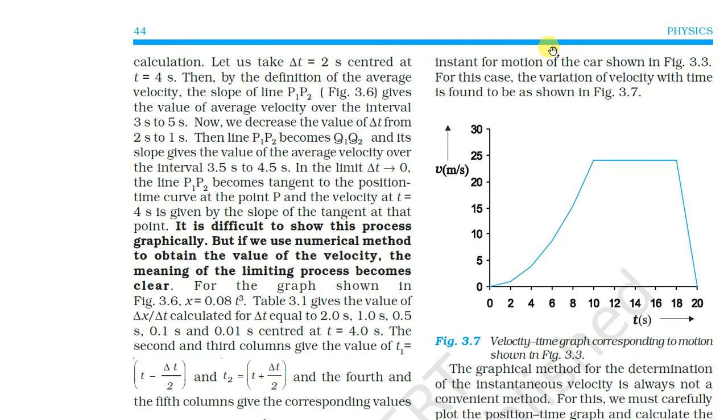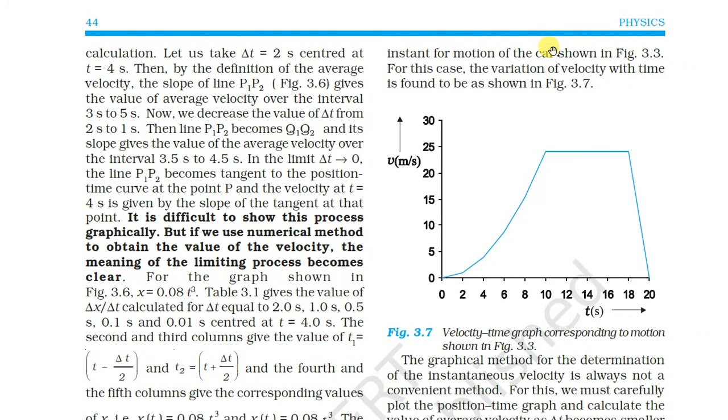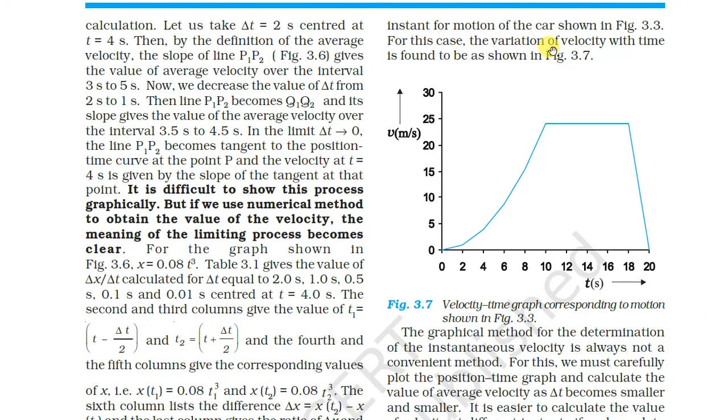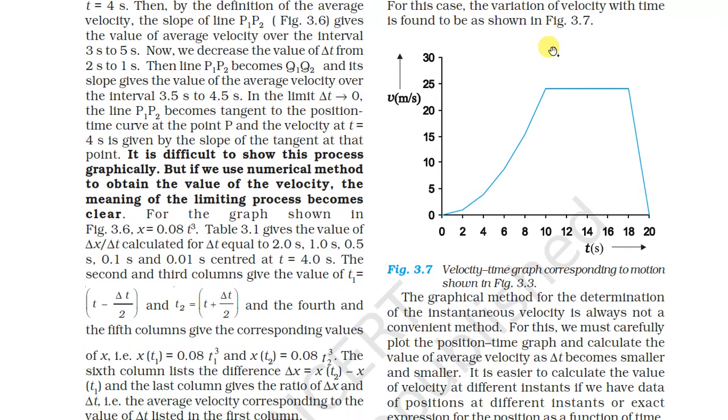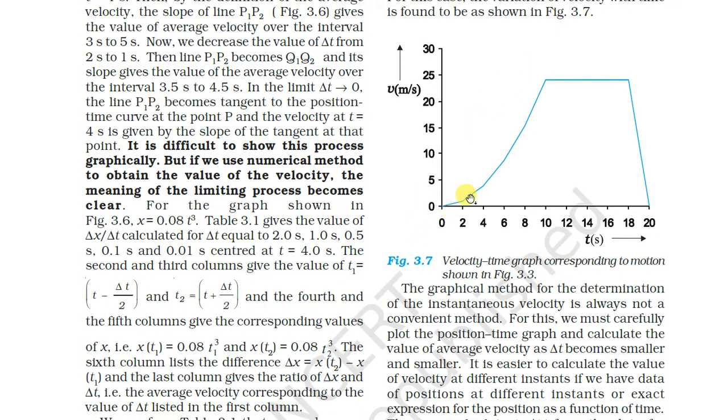So in figure 3.3, the variation of velocity with time is shown in the figure. See here, the velocity increases. After that the velocity is constant, from t equal to 10 to 18 seconds, and after that it decreases.